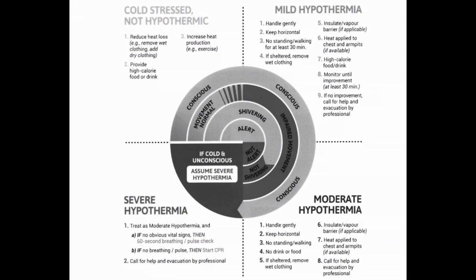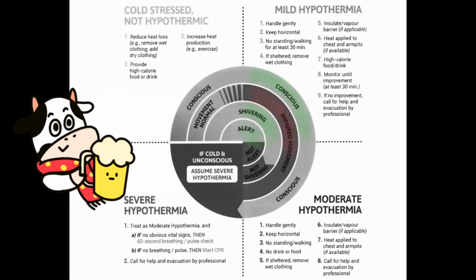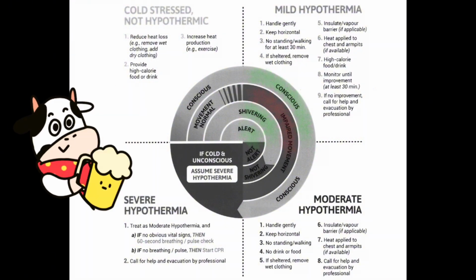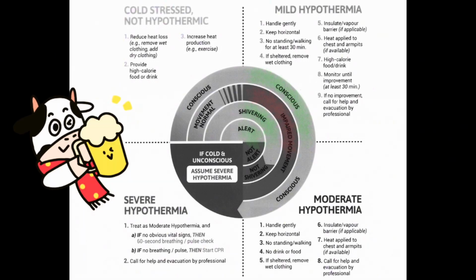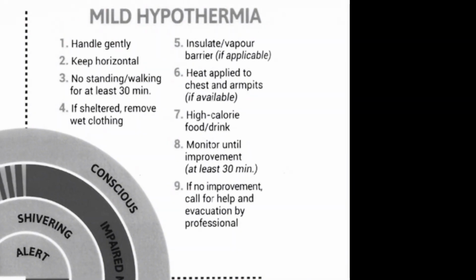So in another case, let's say the person is conscious, they are shivering, they are alert, but their movement is impaired. Like, they can't really keep their balance and walk, or they can't handle objects. This is really interesting. Hypothermic people would really look like and act like drunk people. They would just stumble around and be clumsy. This is the kind of impaired movement we talked about. So in this case, we have a mild hypothermic patient.